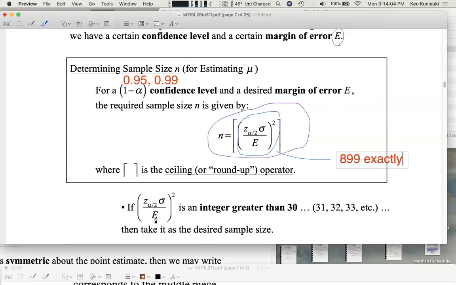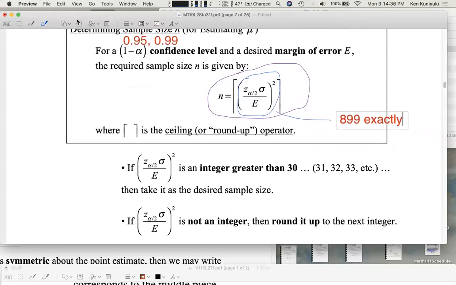So if this piece in here is an integer greater than 30, because remember, we would like the central limit theorem to kick in, we're not sure if we're going to have an initial assumption of normality. So it would help a lot if this were to be greater than 30. So if the integer is 899, we just grab that integer as our sample size.